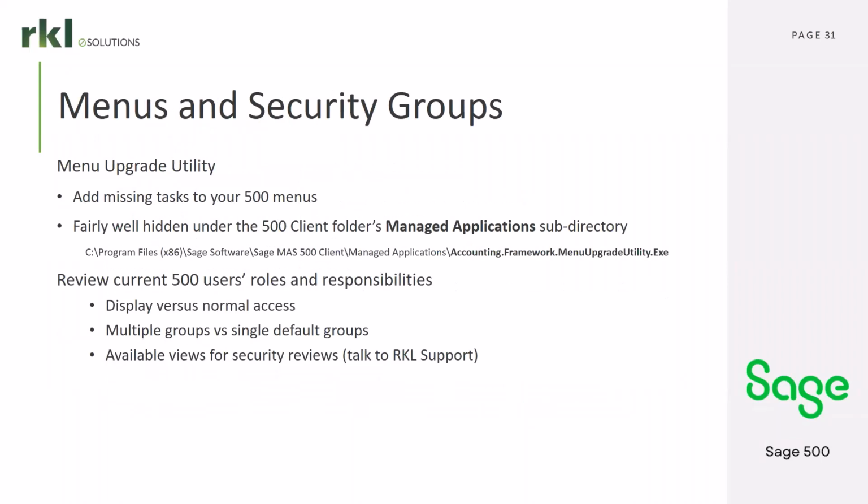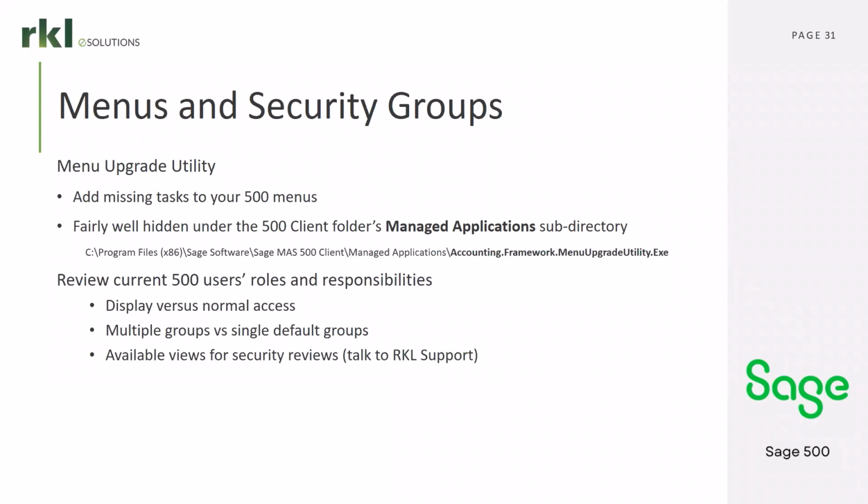Menus and security groups. The menu upgrade utility will show you menu items that Sage has added to the standard menu, but they may not be on your custom menu. If RKL did your upgrade, we typically do this, but if it happened to get missed, it's not on a menu anywhere. You actually have to go out to this directory and execute this menu upgrade utility, and it will show you differences in your menus.